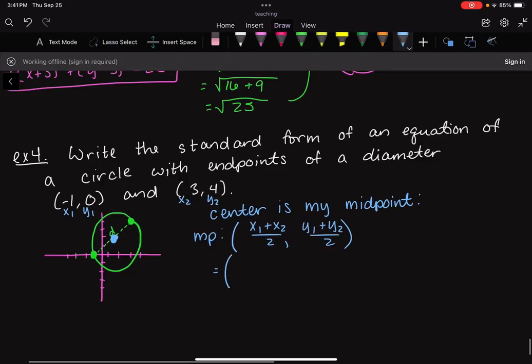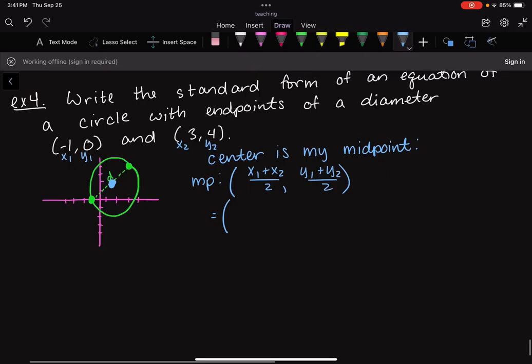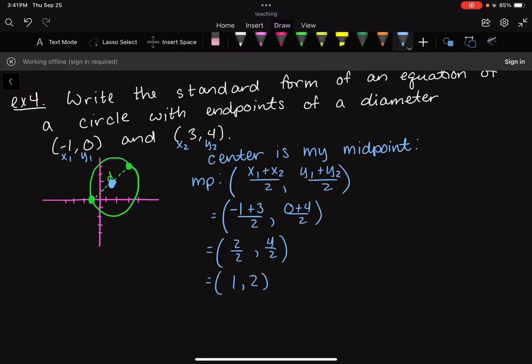Plug everything in. So I get -1 plus 3 over 2, comma 0 plus 4 over 2. So this gives me 2 over 2, comma 4 over 2. So 1, comma 2. And that kind of makes sense. That's pretty good for where I drew it. My circle is all lopsided, but that's all right. So this is now my center. So this is good to know. I'm going to need that for my equation of the circle.